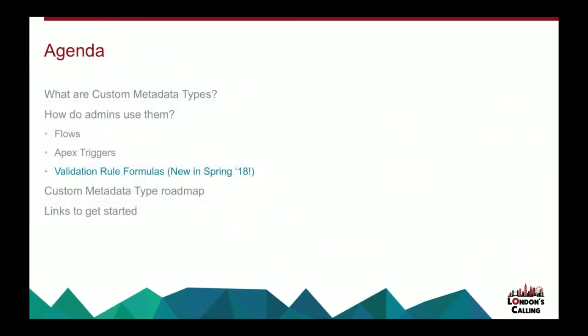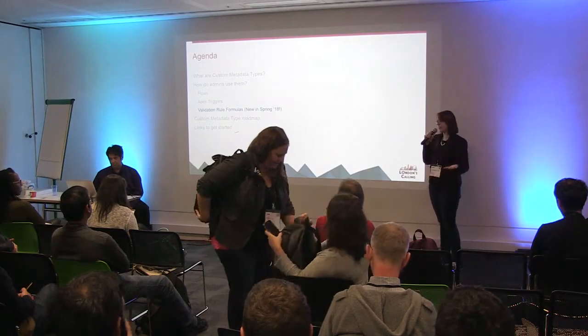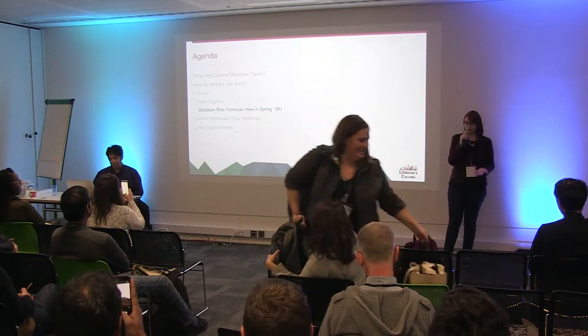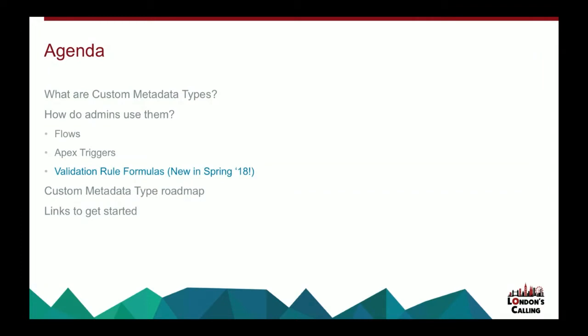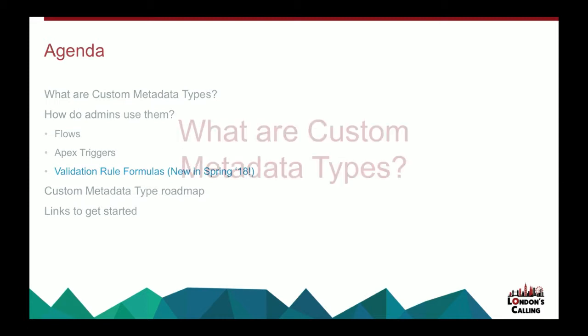So what will we be talking about today? We will be talking about what are custom metadata types, defining them from an admin perspective. We'll go through some examples of how admins use them, and in particular, in our new functionality, using custom metadata types in validation rule formulas. And we'll have a demo of that. We'll talk a little bit about our roadmap, and then we'll have some links to get started.